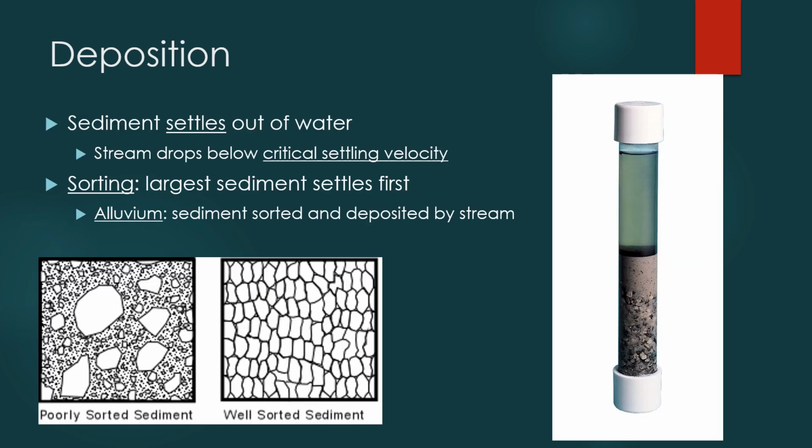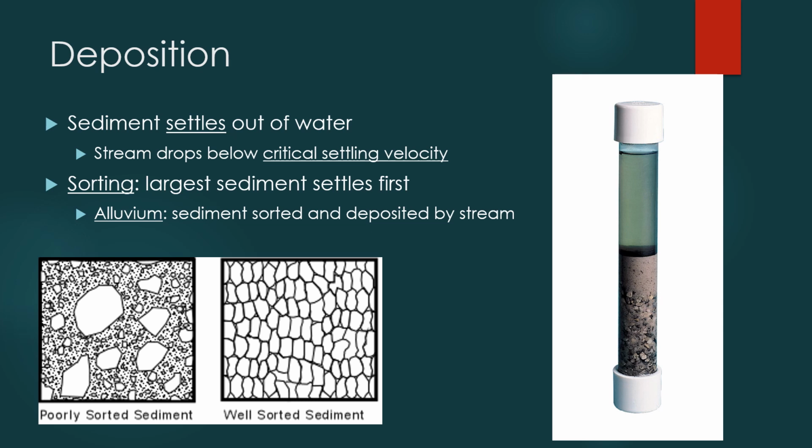All right, and now finally on to deposition. So erosion is the wearing away and carrying of sediment by the water, and deposition is when the water drops that sediment. So this occurs when the sediment settles out of the water when the stream drops below whatever the critical settling velocity is, and that critical settling velocity changes based on how big the sediment is. So the critical settling velocity is higher for larger sediment.